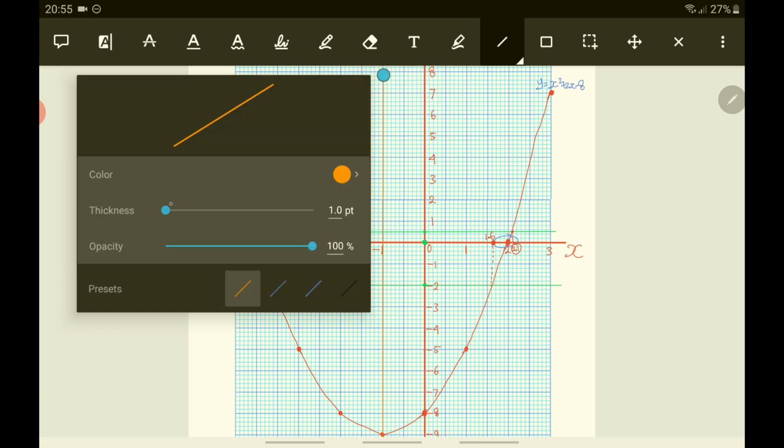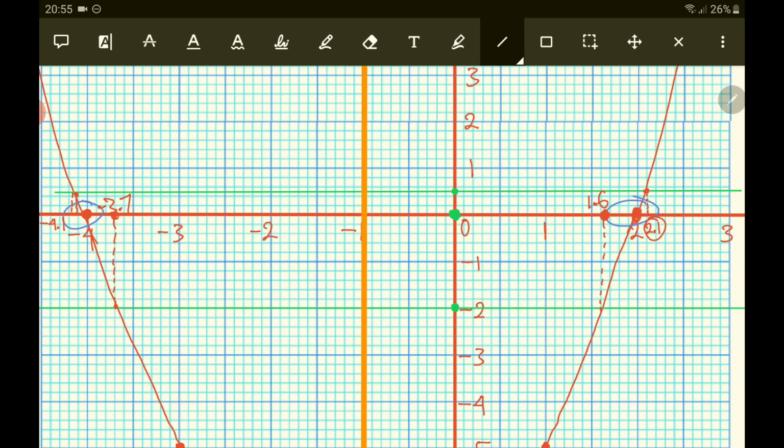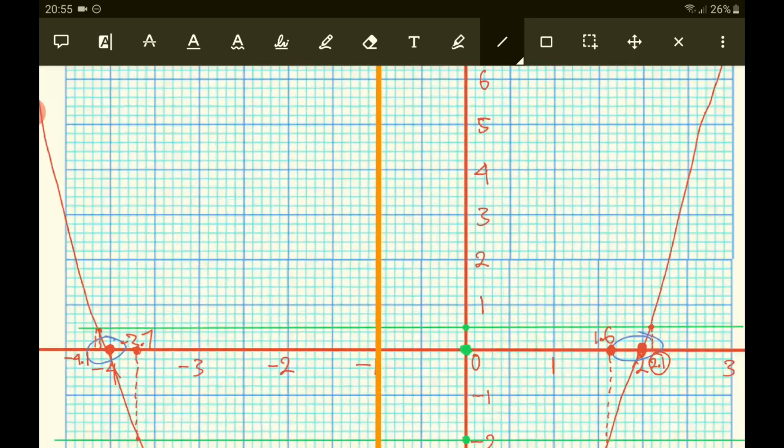Okay, I want to make it thicker, yeah. Okay, so good. Alright, so this is the line. The orange line is the symmetry line. So what is the name of this symmetry line?